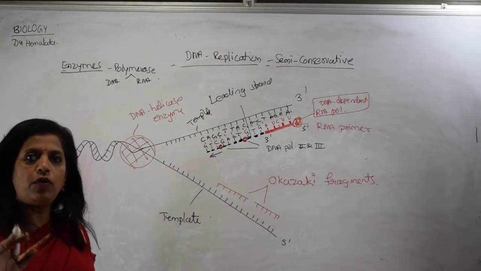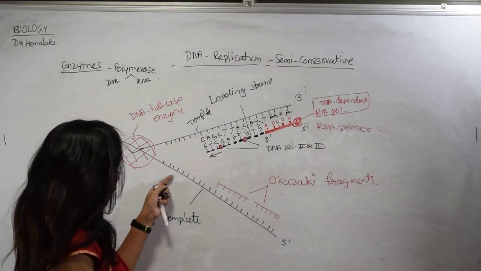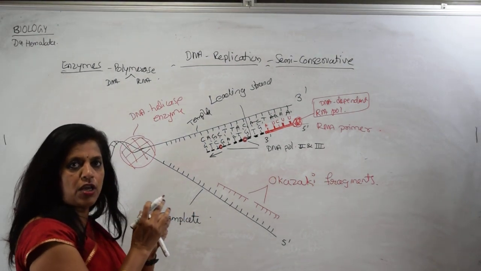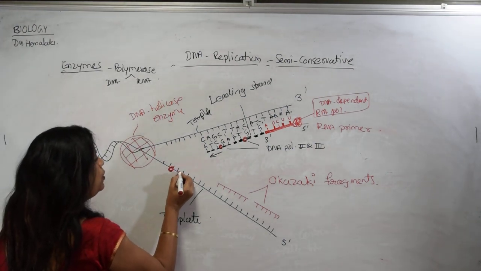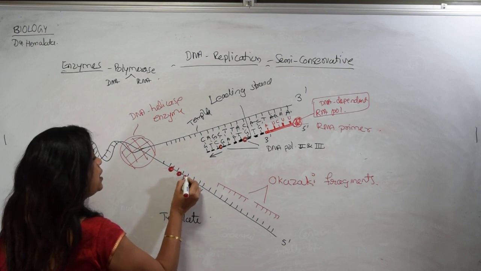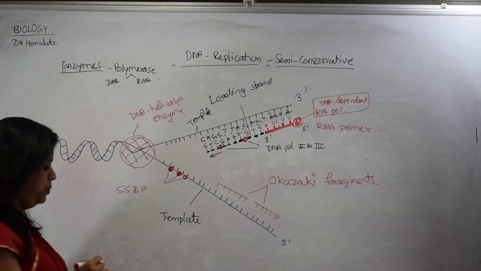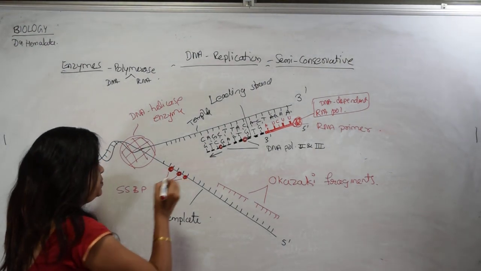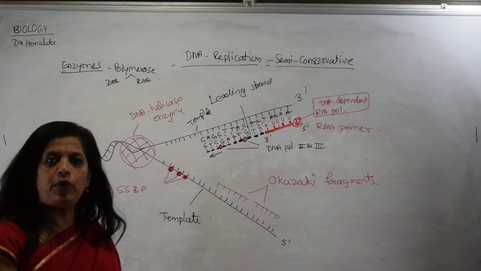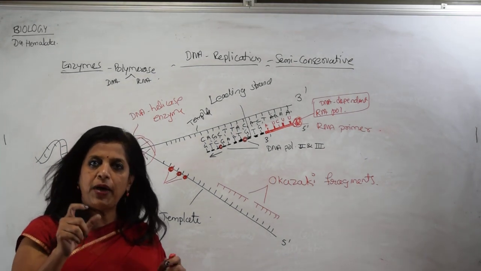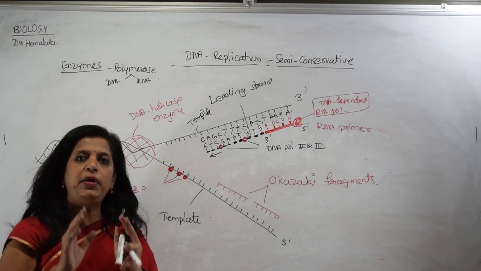But until the entry of Okazaki fragments, this one strand will be free. It has to somehow be made stable. The stability is brought by the binding of some proteins here. These are called single strand binding proteins, SSBP. Sometimes they will ask you what SSBP is, or to expand SSBP. What are single strand binding proteins? These are the proteins that bind to the single template strand, and they stabilize the strand.